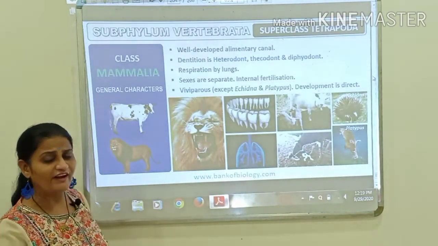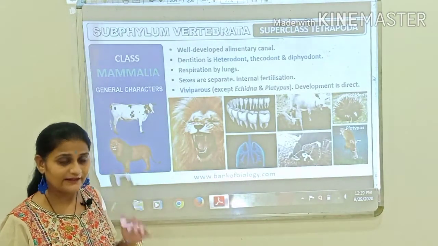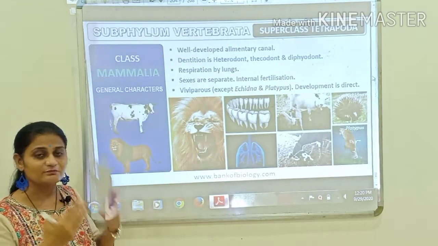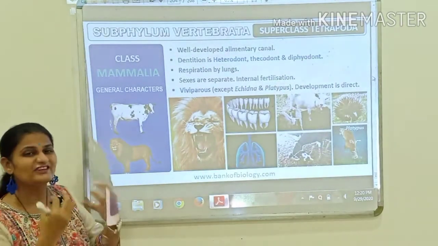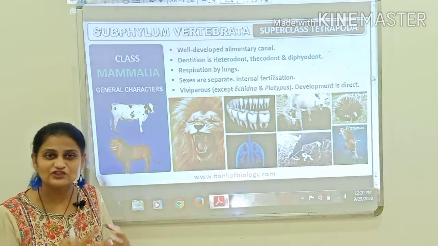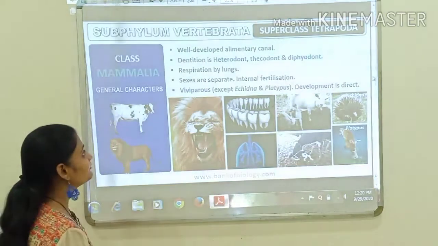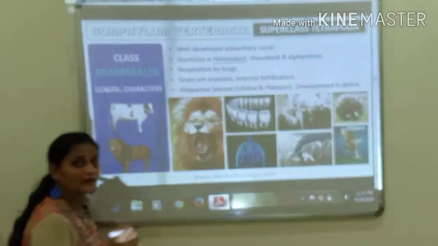They have very well developed alimentary canal. Alimentary canal is very well developed. They have 2 openings, mouth and anus. Through mouth they ingest the food, and through anus they egest the waste material outside the body. Okay, dentition is heterodont. Heterodont means डिफरेंट मॉर्फोलॉजी वाले टीथ होते हैं.